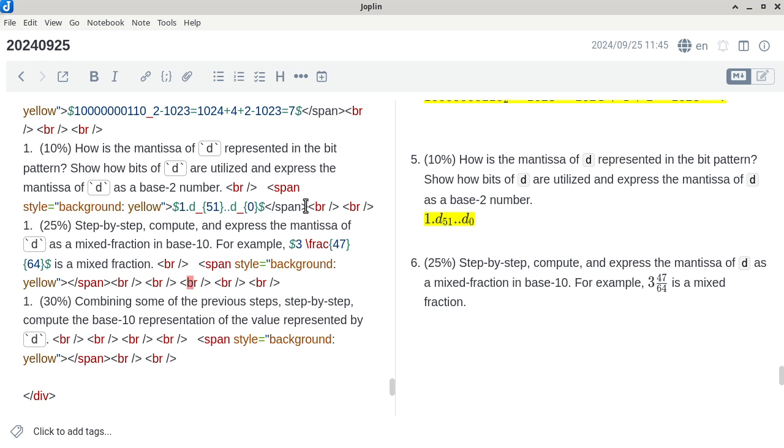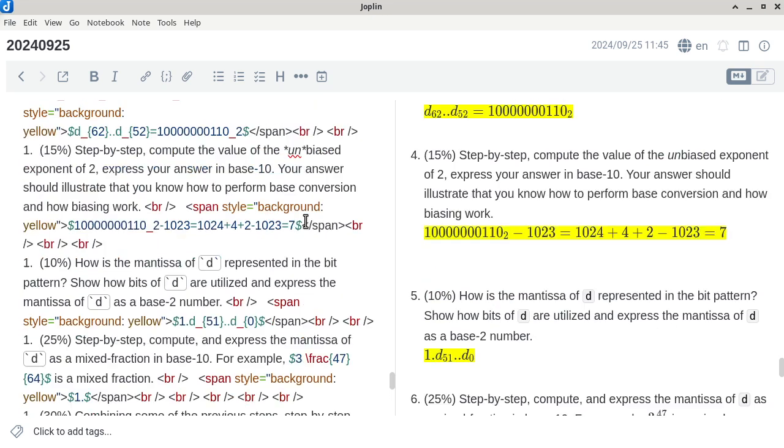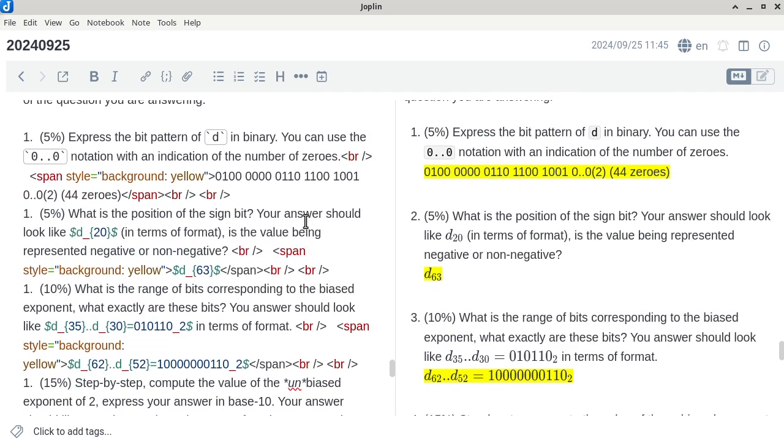There we go. All right, so the next question is asking step by step, compute and express the mantissa of D, which is this particular number, as a mixed fraction in base 10. So I think I explained what is a mixed fraction already. It has a whole number part and a fraction part. All right, so let's see what we can do with this. The number that we have is basically 1 point, and I cannot remember the exact bit pattern, so I have to go back to take a look.